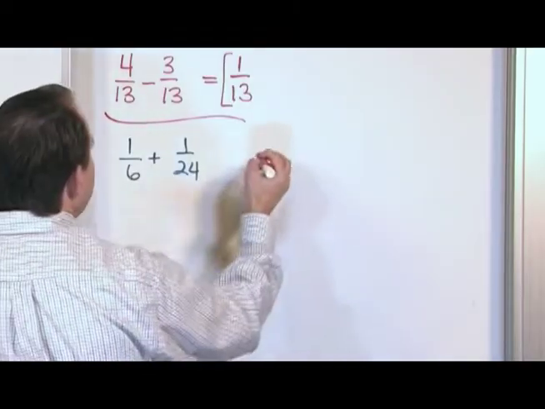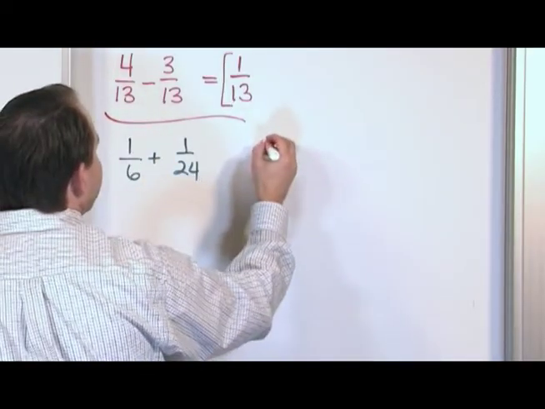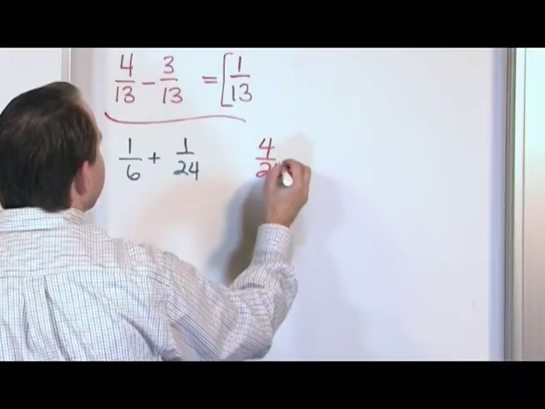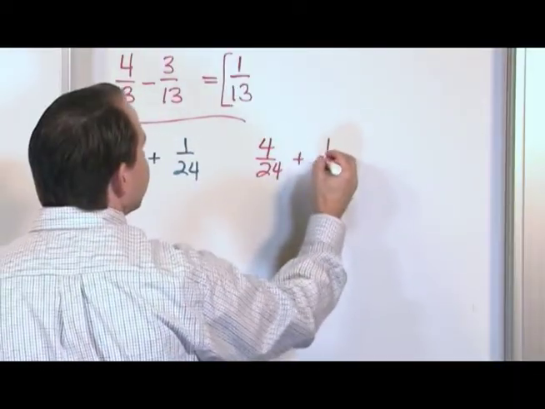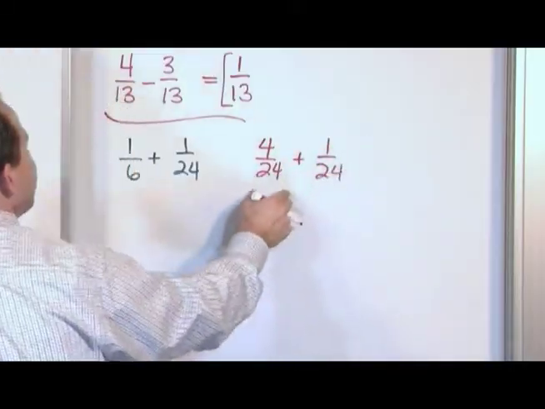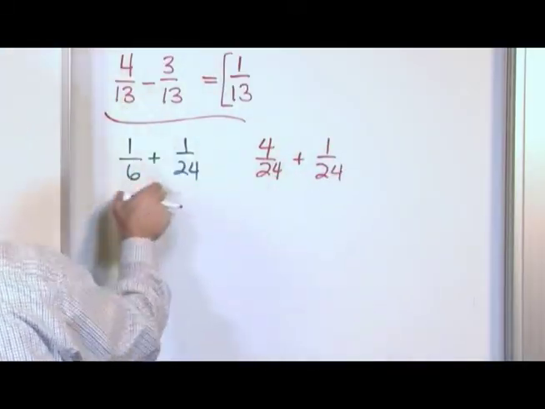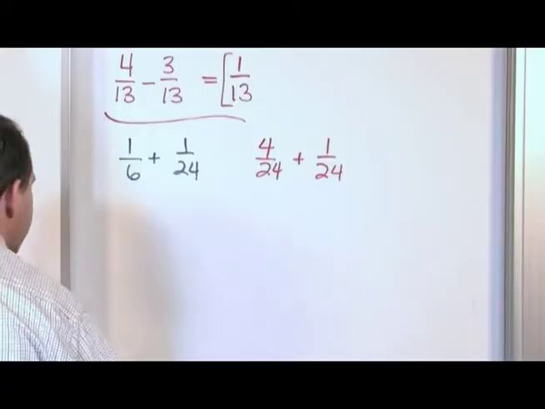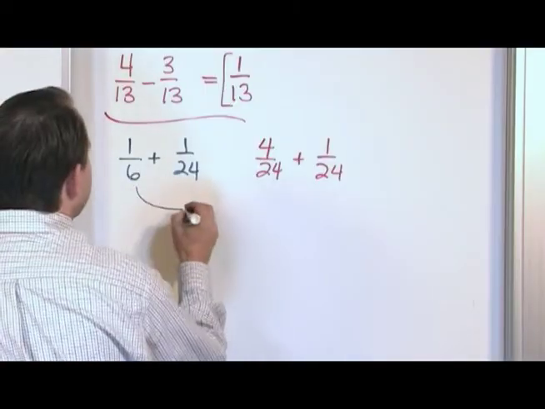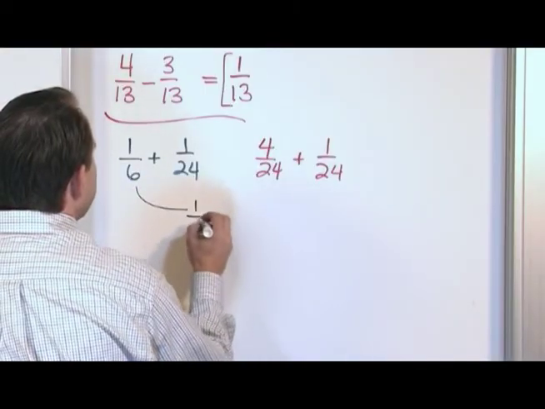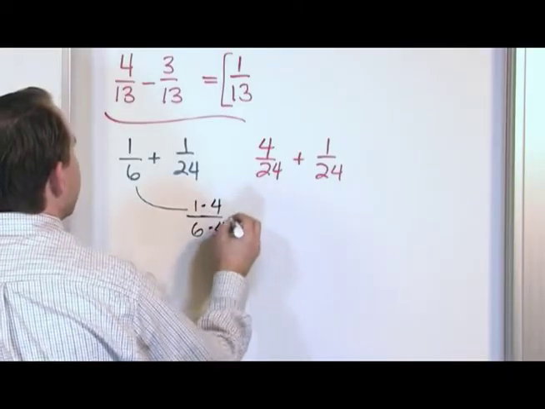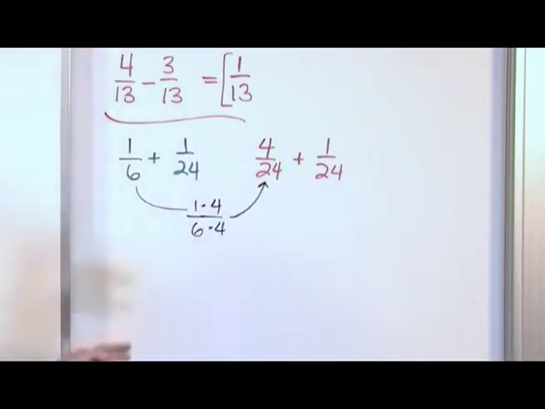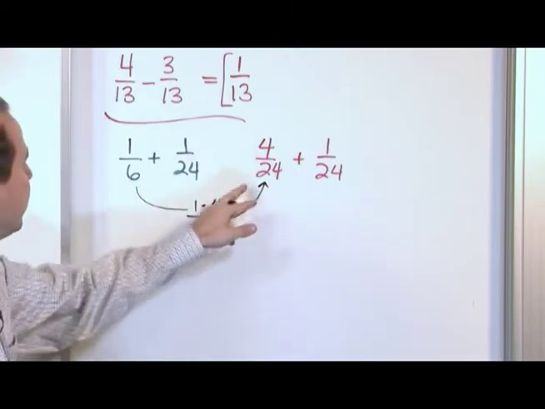So if I do that, I'm going to get 4/24 over here, plus 1/24. I've transformed this fraction into this over here. How did I get from here to there? All I did was I took 1/6 and I multiplied the top by 4 and I multiplied the bottom by 4. And that's how I got there. 1 times 4 is 4. 6 times 4 is 24.